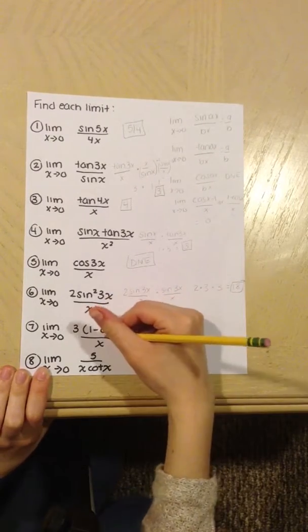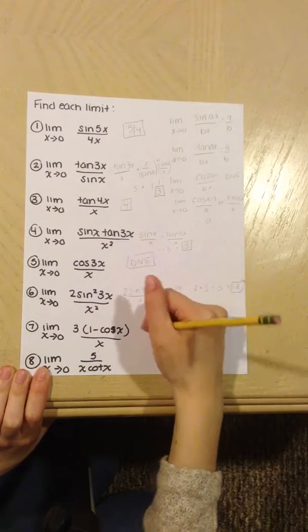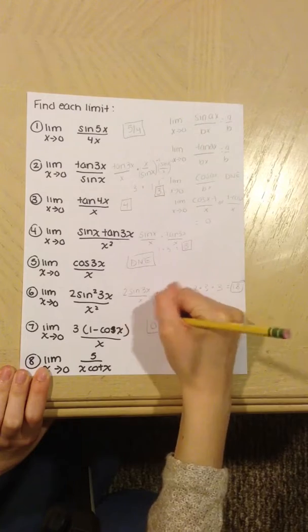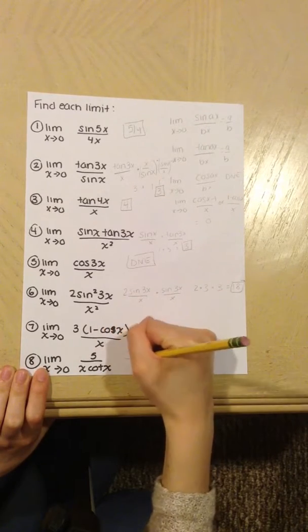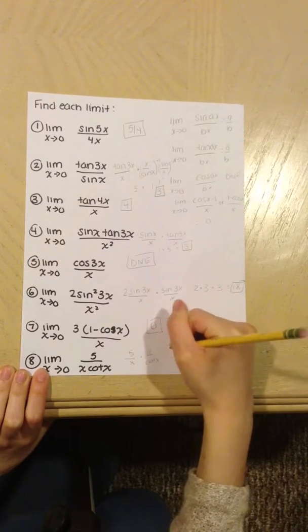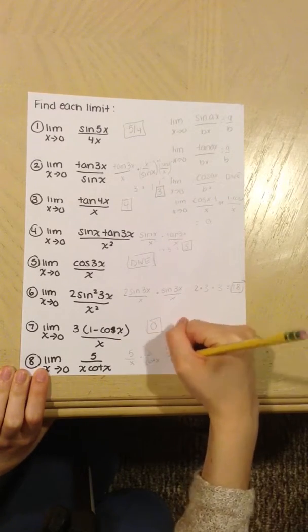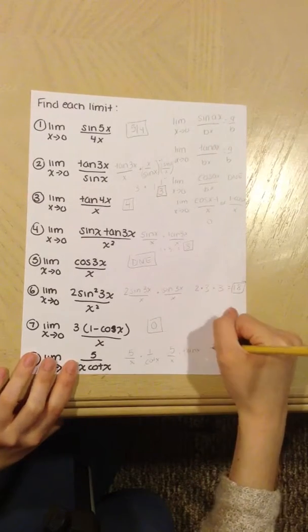Now for this one, we know that 1 minus cos x over x is 0. 0 times 3 will just be 0. For this one, we can rewrite it as 5 over x times 1 over cotan x, which is the same as 5 over x times tan of x, which would just be 5.